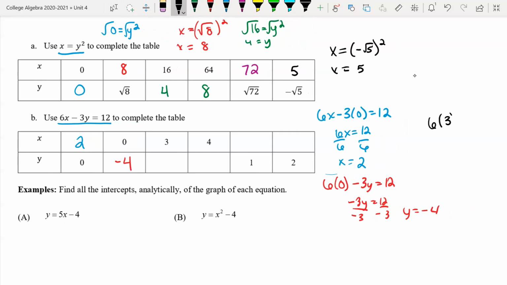So 6 times 3 minus 3y equals 12. 18 minus 3y equals 12. Subtract 18. Negative 3y equals negative 6. Divided by negative 3. Y is 2.